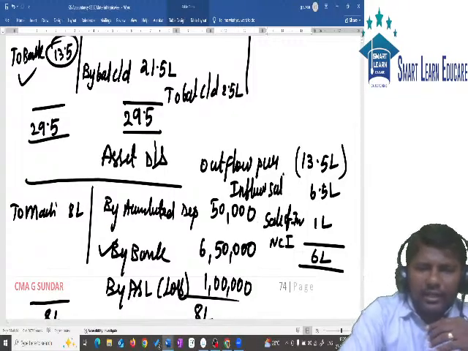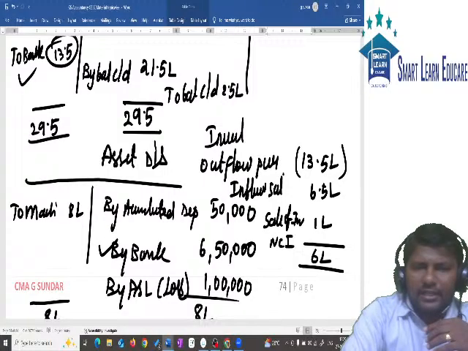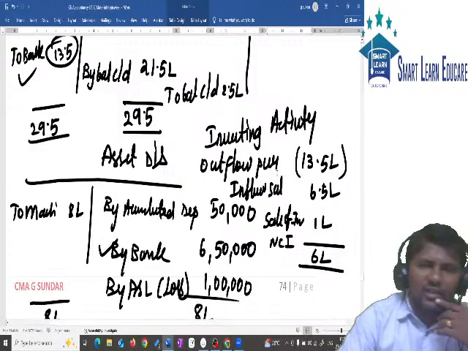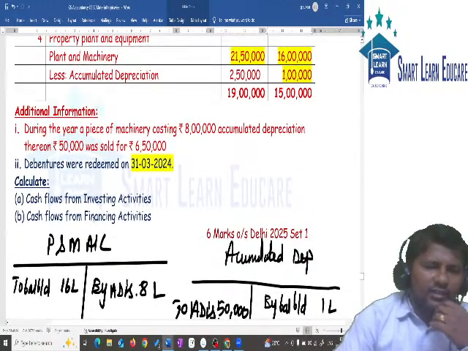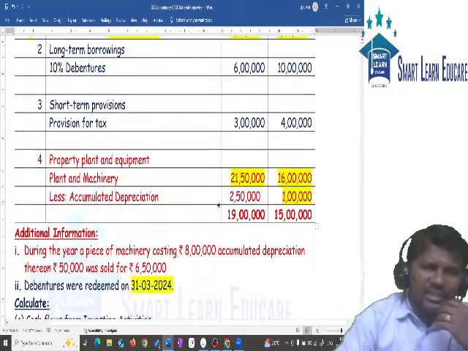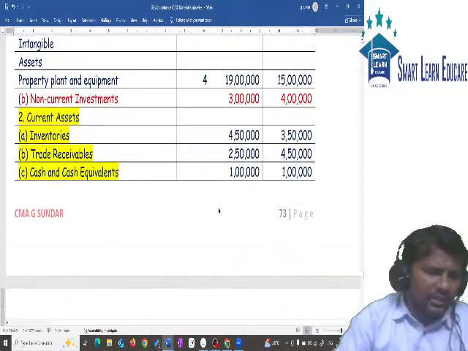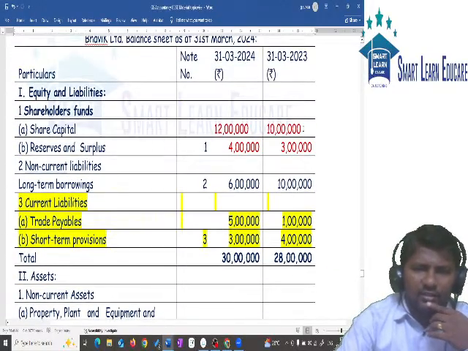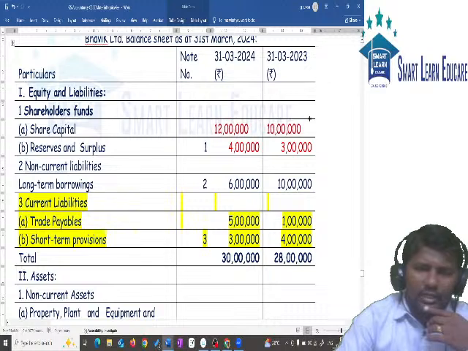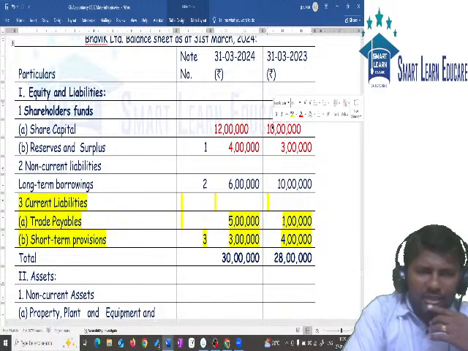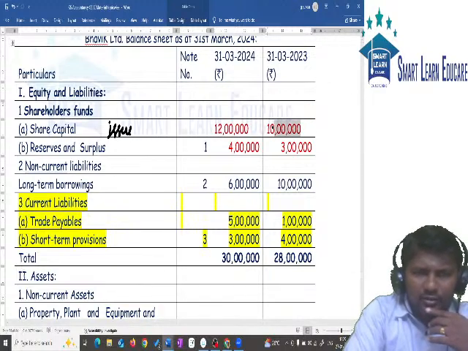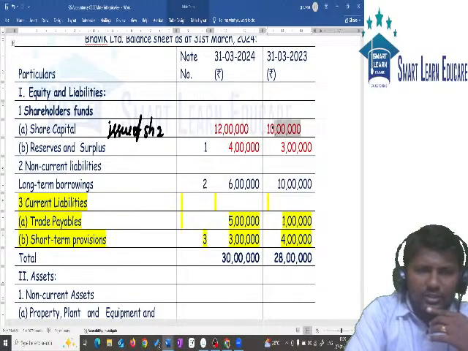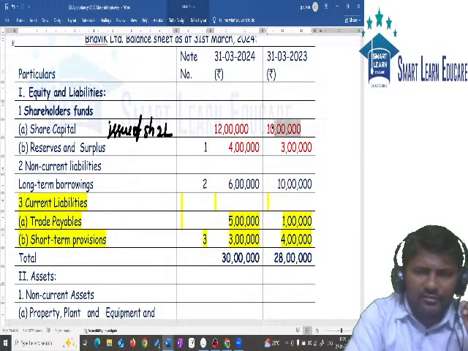So this is relating to what activity? Investing activity. Similarly, we have financing activity. Financing activity is very simple. Tell me what we have relating to shares. 10 lakh has become 12 lakh. It means issue of shares, which is 2 lakh. Inflow of cash.